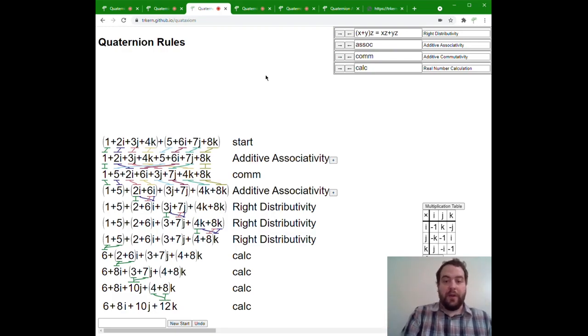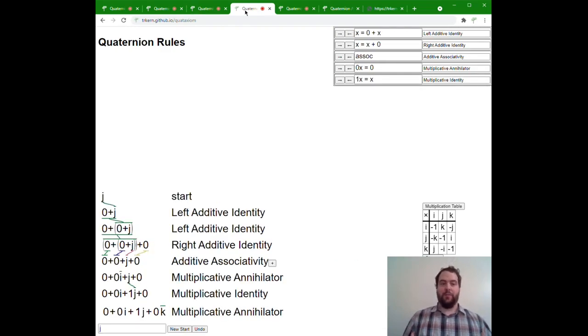So our goal is to get an expression into this canonical form. And actually one of the things that that means is that we need to be able to get atomic expressions into this canonical form, right? If you have an expression like j, we need to be able to turn that into canonical form, which looks like 0 plus 0i plus 1j plus 0k.